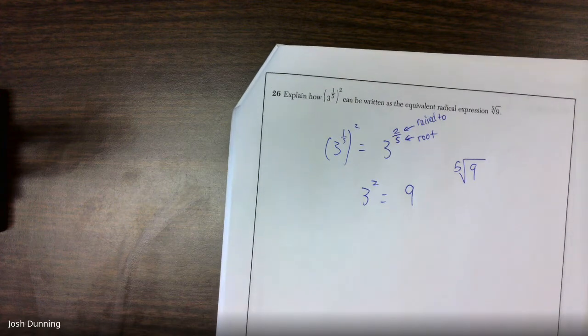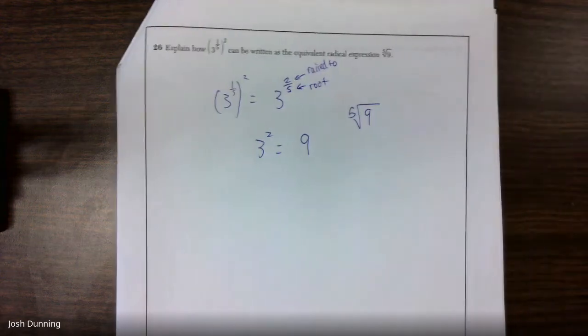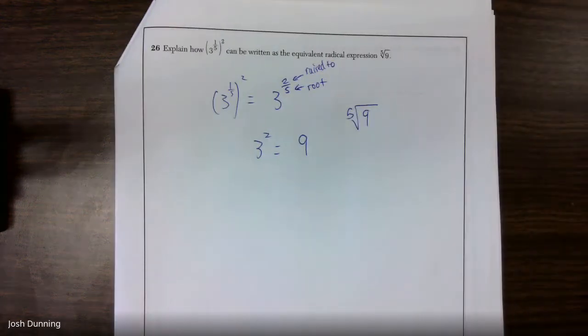You might want to write this out in words with a rational exponent. The top is the exponent, like what it's raised to. The bottom is the root number.